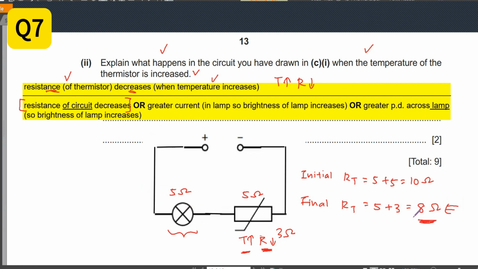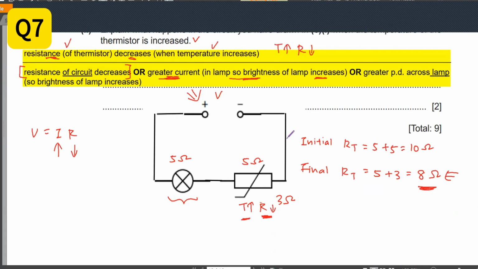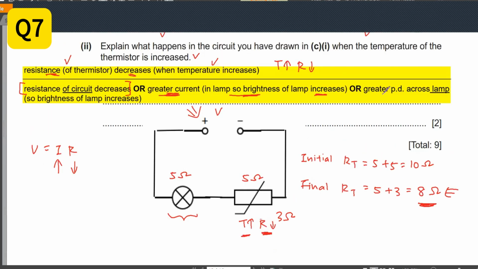When the total resistance decreases, V equals to IR. When R decreases, the V is constant, so the power supply is constant. When R decreases, the I will increase, the current will increase. We can see greater current in the circuit. So we expect the lamp brightness will increase when current increases. That is the main point there. Another thing we will see is a greater PD across the lamp. So brightness of lamp increases.